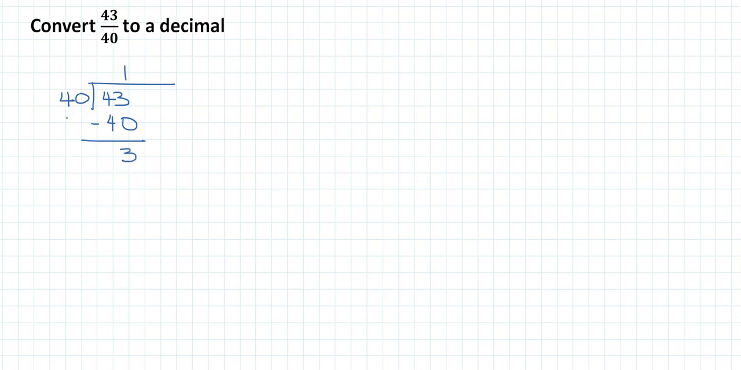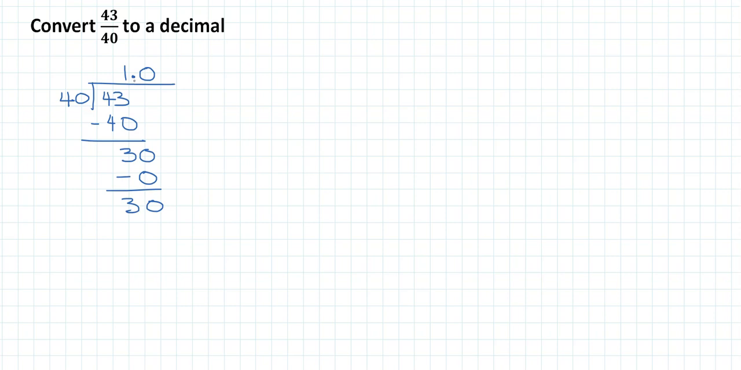3 divided by 40 is going to be 0. So in this case, we're just going to put a decimal right here because you can't put a 0. You already have a 1 here, so it allows you to just go ahead and introduce your decimal. Now we're going to have 30. 30 divided by 40. How many groups of 40 in 30? We have none, so we're going to write a 0 here. 0 multiplied by 40, we have 0. We subtract, and now we have 30.